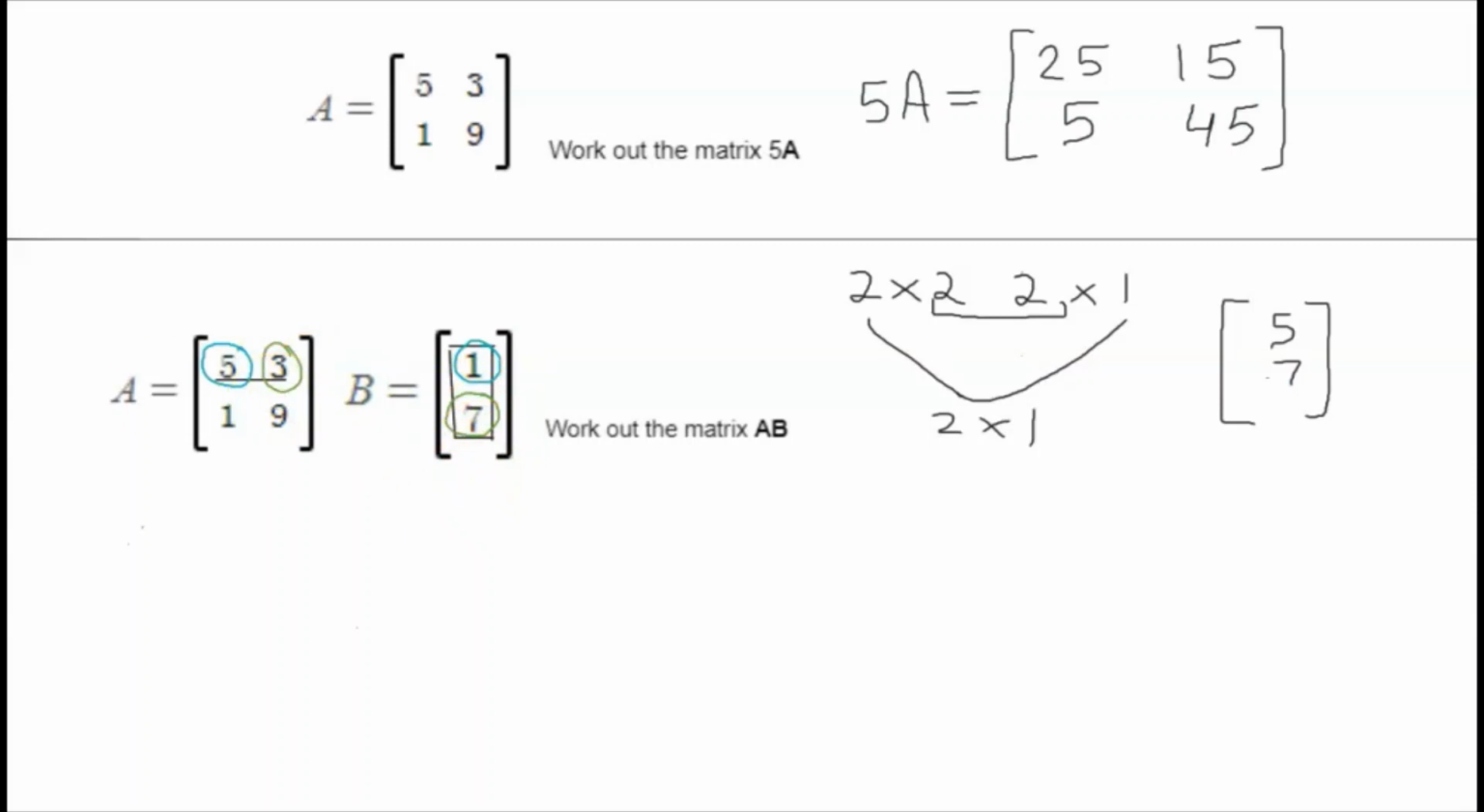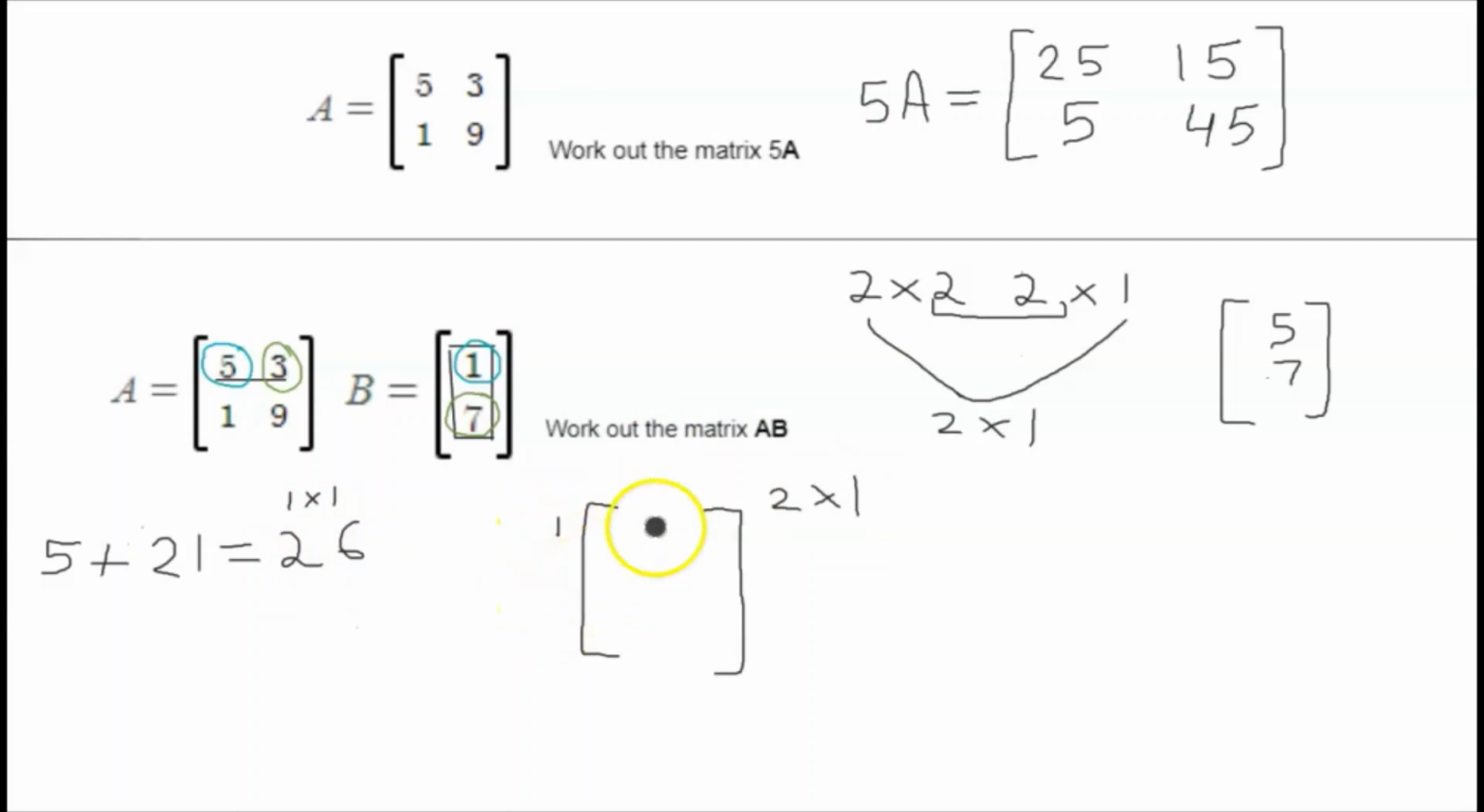And if we times them both and then add the answers, so if I do 5 times 1, which is 5, and then add that to the answer of 3 times 7, which is 21, I would get 26. And because I've timesed the first row by the first column, I'll write this up here. The answer for the first row times the first column, I know that my matrix, because it's a 2 by 1 matrix, will look like this. I know that this 26 will be in the first row of that first column, so it will be at the top here.